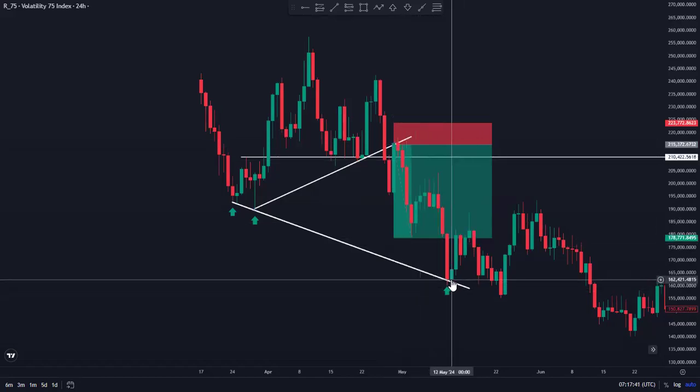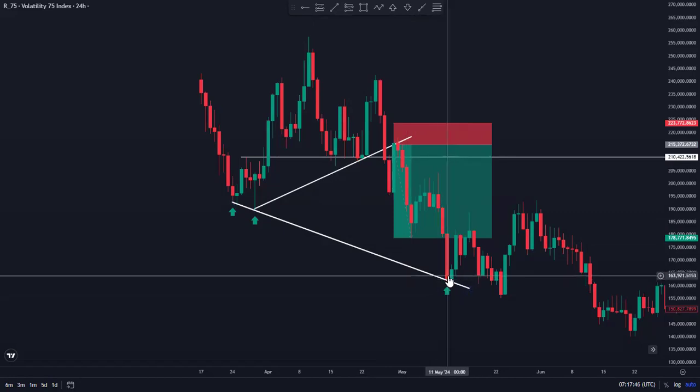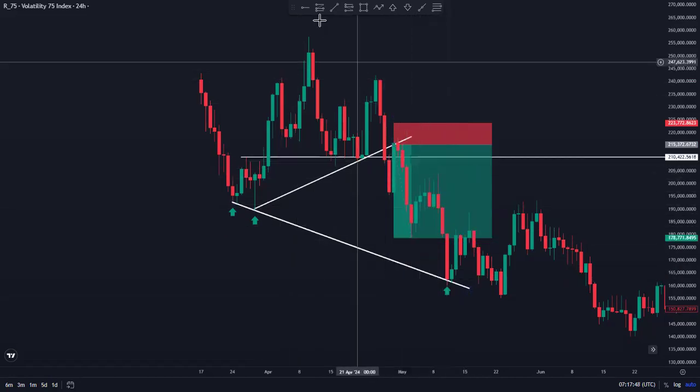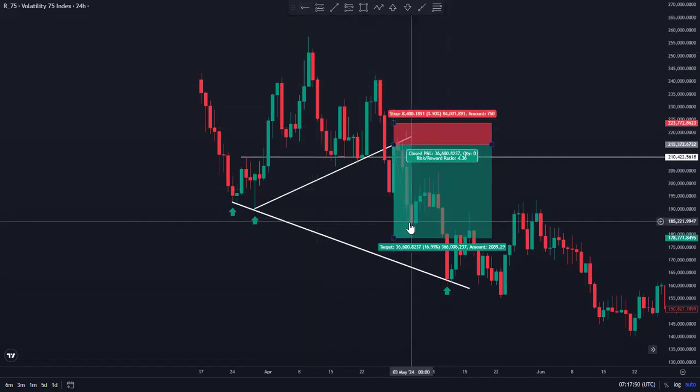Now you see another trend line. Here is your trend line. You must step in and buy there. But where are you going to exit? You check your current trend. I have a break of structure here.